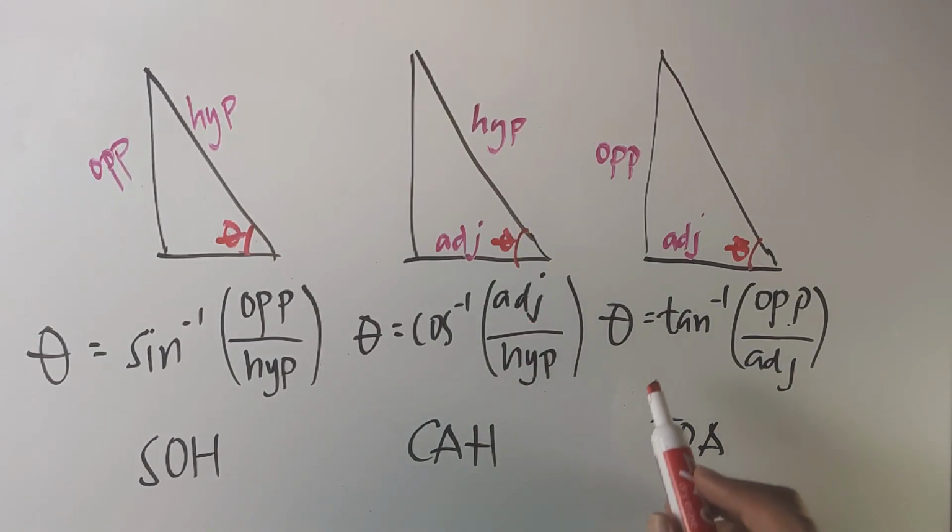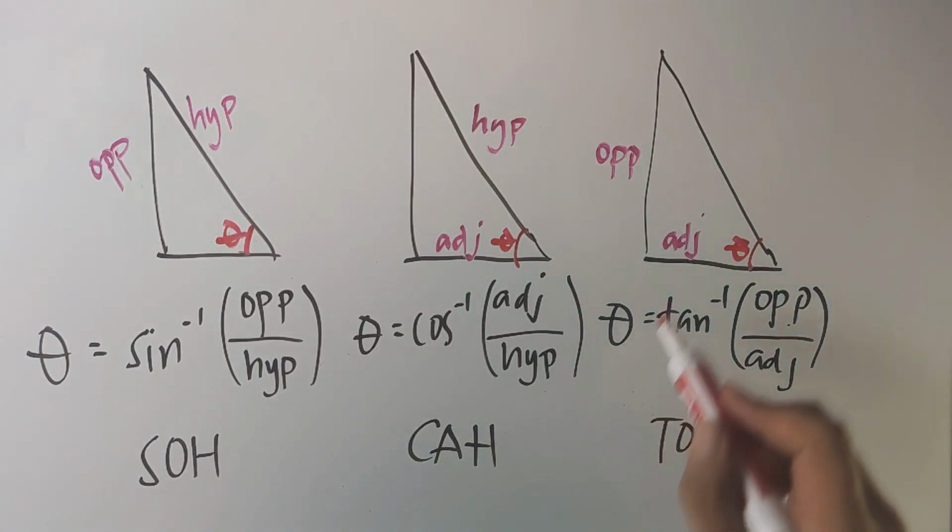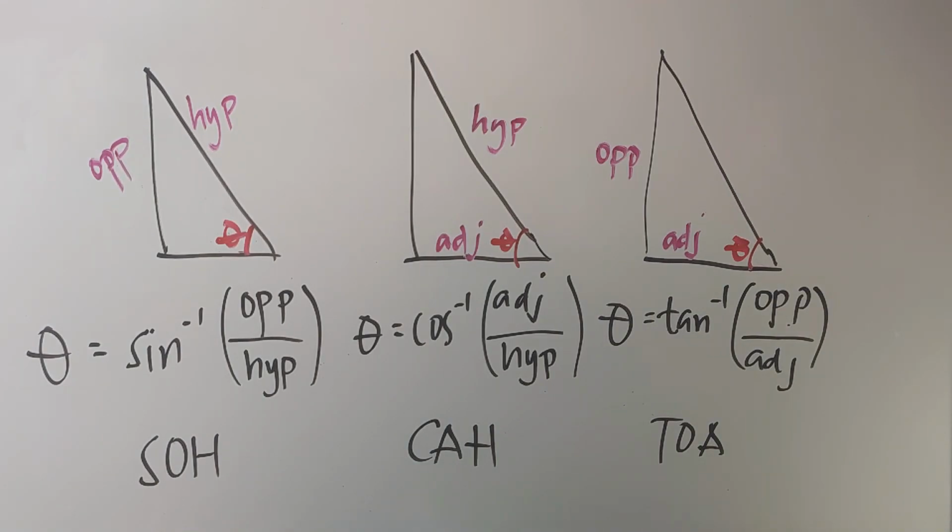Then lastly, for this scenario, when you are given one opposite side and one adjacent side, what you're going to use is tangent inverse or the tangent function. So theta would be equal to tangent inverse multiplied by opposite over adjacent. As a mnemonic, we try to remember this. Okay, so SOH-CAH-TOA, right? Sine is opposite over hypotenuse, cosine is adjacent over hypotenuse, then tangent is opposite over adjacent.